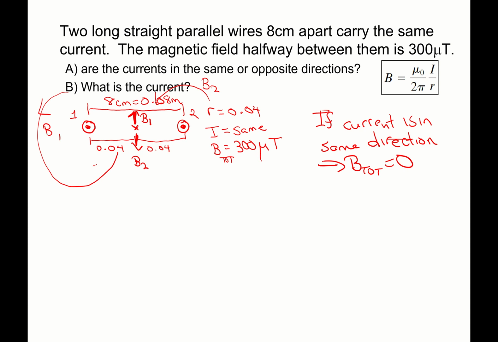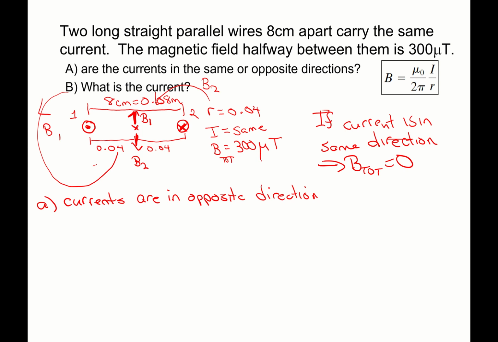So since we know that B total is not 0, that means that the currents, the answer for A, are in opposite directions. If the currents were different or the distances were different, then we couldn't make this assumption. So it's the fact that the magnetic fields are the same because the currents and distances are the same that allows us to tell which direction it is. If the distances weren't the same, like it's going to be for your sample problem, then you would have to be told.